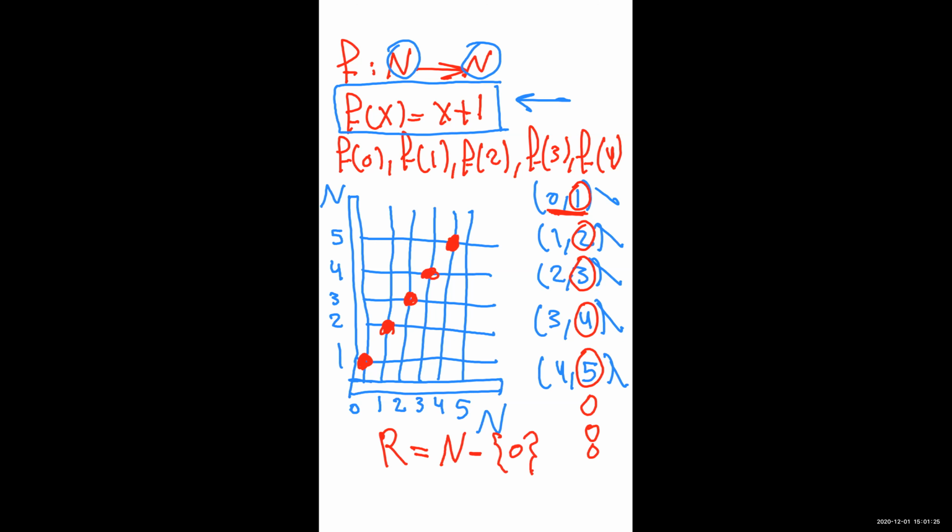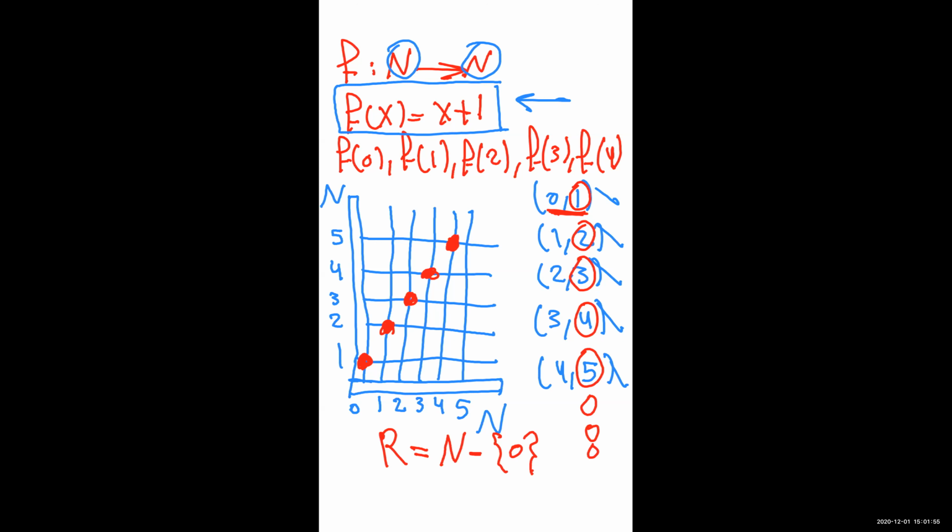If we start with the smallest number in the natural numbers, which is 0, the function will equal 0 plus 1, which equals 1. So the range will never be 0. This means all natural numbers except 0. So in this case, the range will equal the natural numbers minus the set of 0. Now this one is clear? Yeah, it's clear. Okay, great.